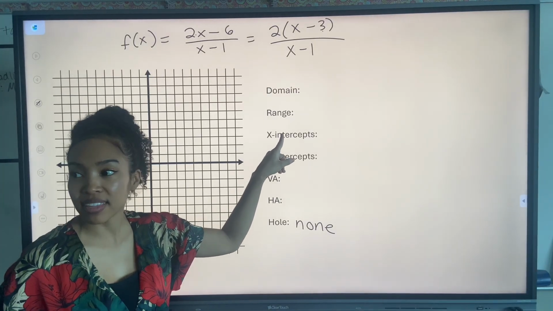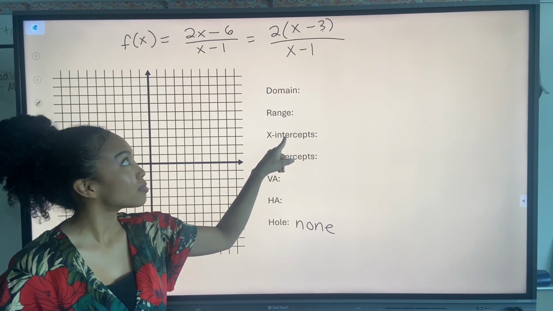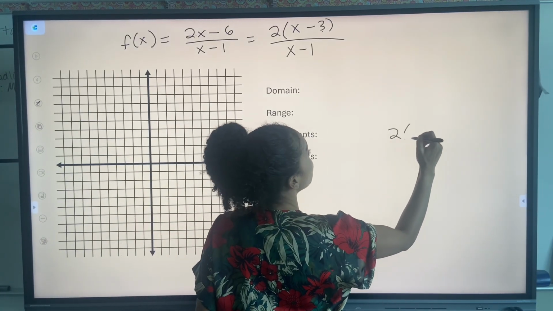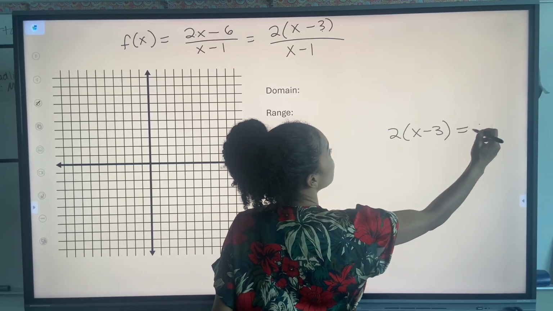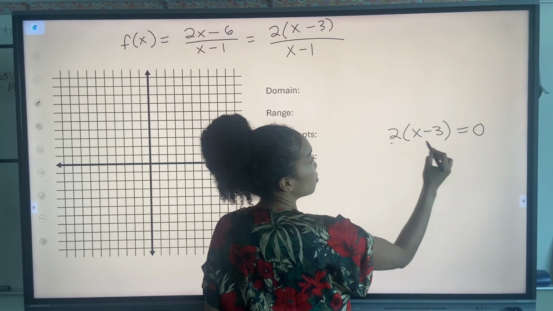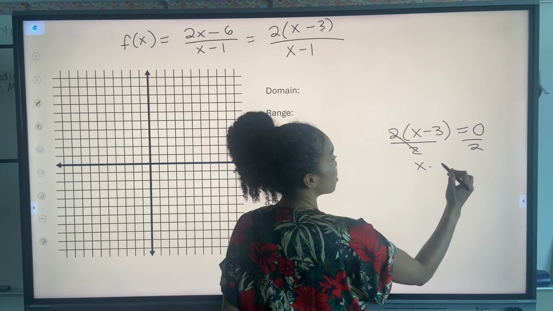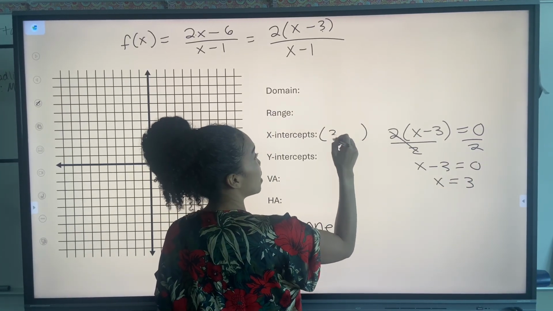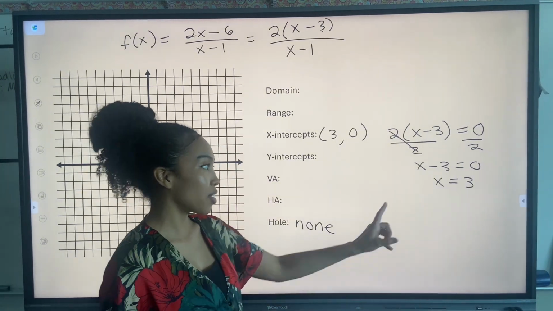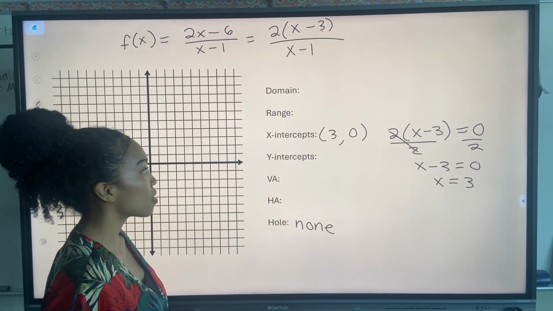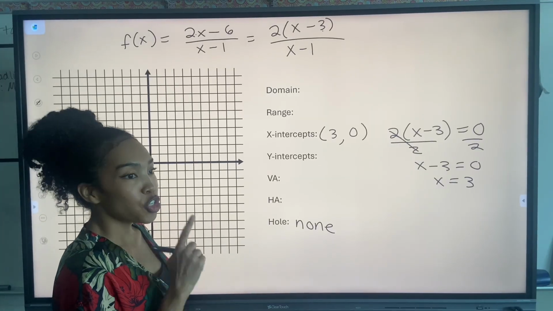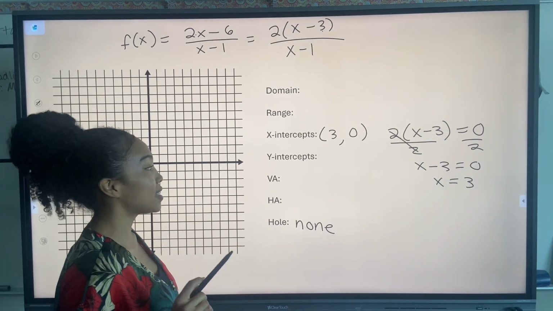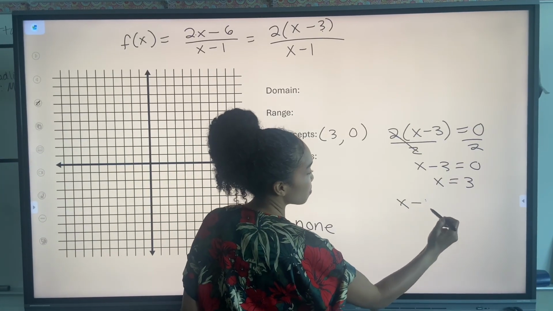X-intercepts, how do we find them? Set the top equal to 0. Exactly. The numerator is 2 times x minus 3. Set it equal to 0 and we'll solve. If you divide by 2, you get x minus 3 is 0 and x is 3. Please write it as a point. It's not a vertical asymptote. Okay. Vertical asymptote, how do you find it? Set the bottom equal to 0. Exactly, the bottom equal to 0. So x minus 1 equals 0.